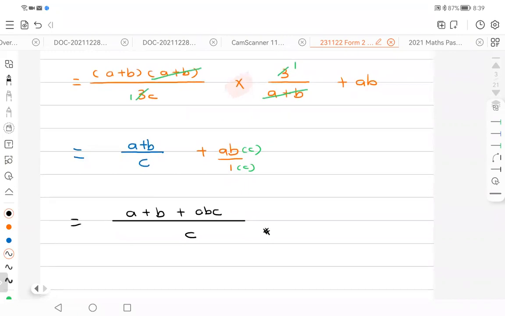But a kind reminder, you cannot cut away the c. When you want to cut, it must be a same group. Unless you have a plus b plus a plus c as denominator, then only you can cut. In this way, you cannot cut. That's the final answer. Okay, so that's the summary of chapter 2, expansion and also factorization.